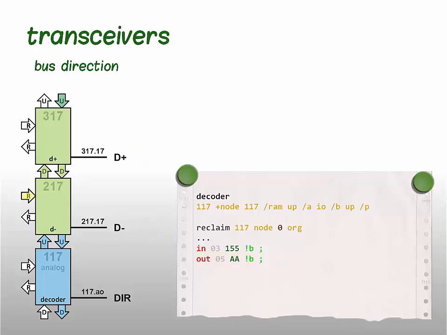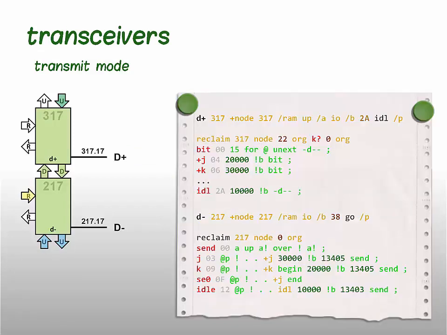Let's see how transceivers work in transmit mode. There's word bit in node 317. This word contains a 4 micronext loop that fetches 16 times from the up port. This takes 16 clock periods, which is the length of 1 bit. Then we jump back to the down port.